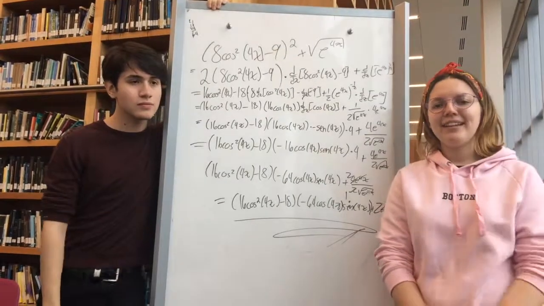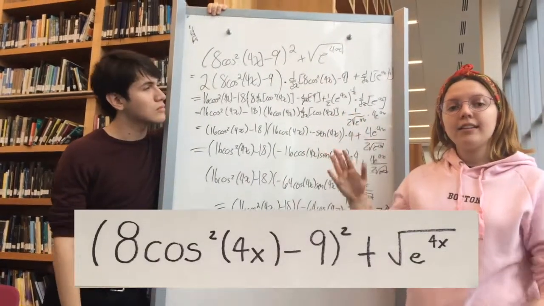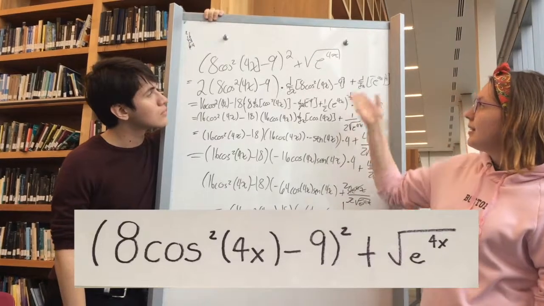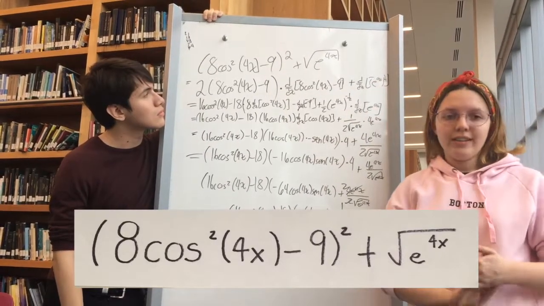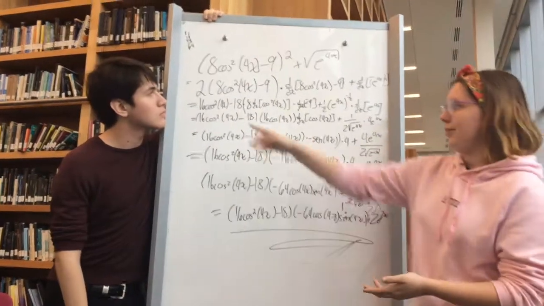So hi, I'm Maite, and the problem received is 8 cosine squared of 4x minus 9, the whole thing squared, plus e to the square root of e to the 4x. And now Ever's going to explain how to solve the first part.